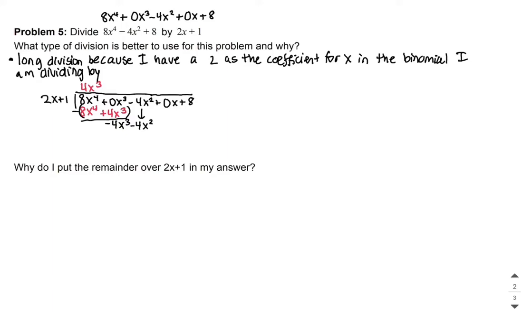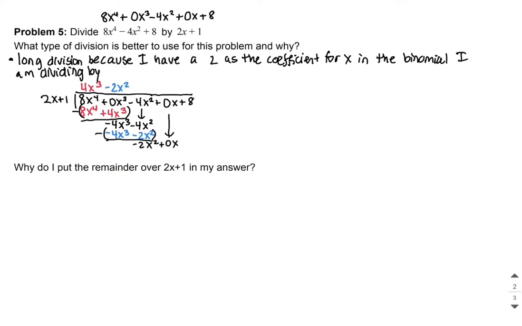So I ask myself, what do I have to multiply 2x by to get negative 4x cubed? And that's negative 2x squared. So I multiply negative 2x squared by both the 2x and the 1 to see what I've taken care of that I can subtract and take away from the total I have left. Negative 2x squared times 2x is negative 4x cubed, which I wanted, so I could get rid of this. Negative 2x squared times 1 is negative 2x squared. I know I am subtracting this binomial to see what I have left over to take care of. And what I have left over is negative 4x squared plus 2x squared, which is negative 2x squared. I bring down the next power, so I bring down that 0x, and I do it again.